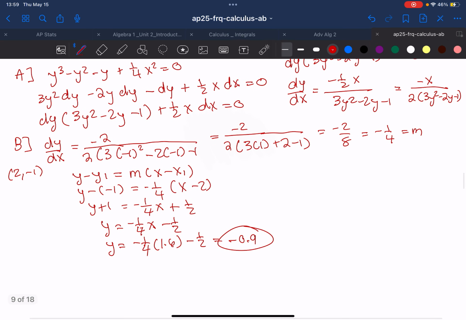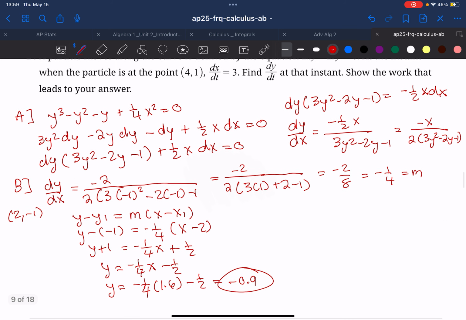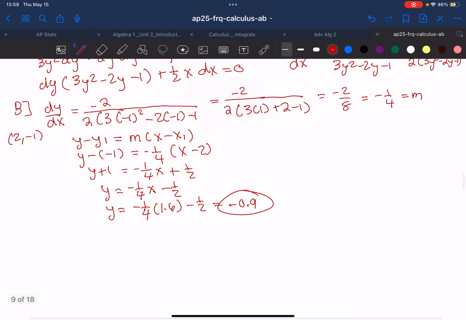Part C says for x greater than 0 and y greater than 0, there is a point S on the curve G at which the line tangent to the curve at that point is vertical. Find the y-coordinate of point S. Show the work that leads up to your answer. Okay, so this is part C. First, I want to note that we said that x is greater than 0 and y is greater than 0.